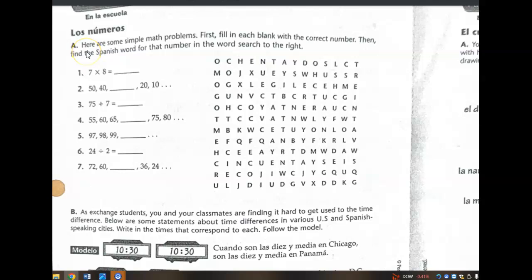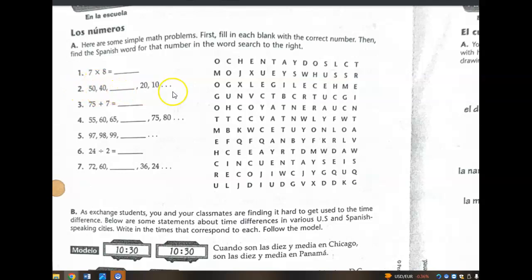Simple math, just like how we were doing in the textbook. Figure out the answer of the math problem. Write the number in numerical form. Find the number as it's said in Spanish, and circle it in the word search. So for example, number 1, 7 times 8 would be 56. 56 in Spanish would be cincuenta y seis. This entire horizontal row here. So write the number numerically, find the number alphabetically in romanization form.